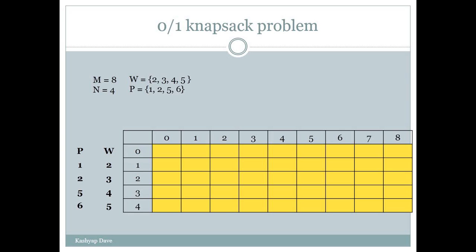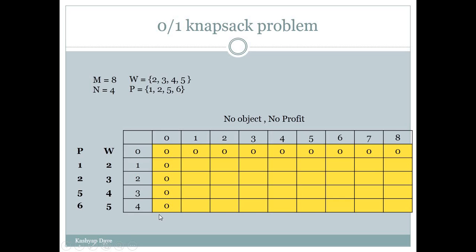Now let's put values in it. The first thing is, if we have no object, then we will not have any profit. So in this first row there is no item, so we will have no weights. For the weights we have put 0 values. And if we have no weight, then we do not have any profit. So here in this column we have put all the zeros.